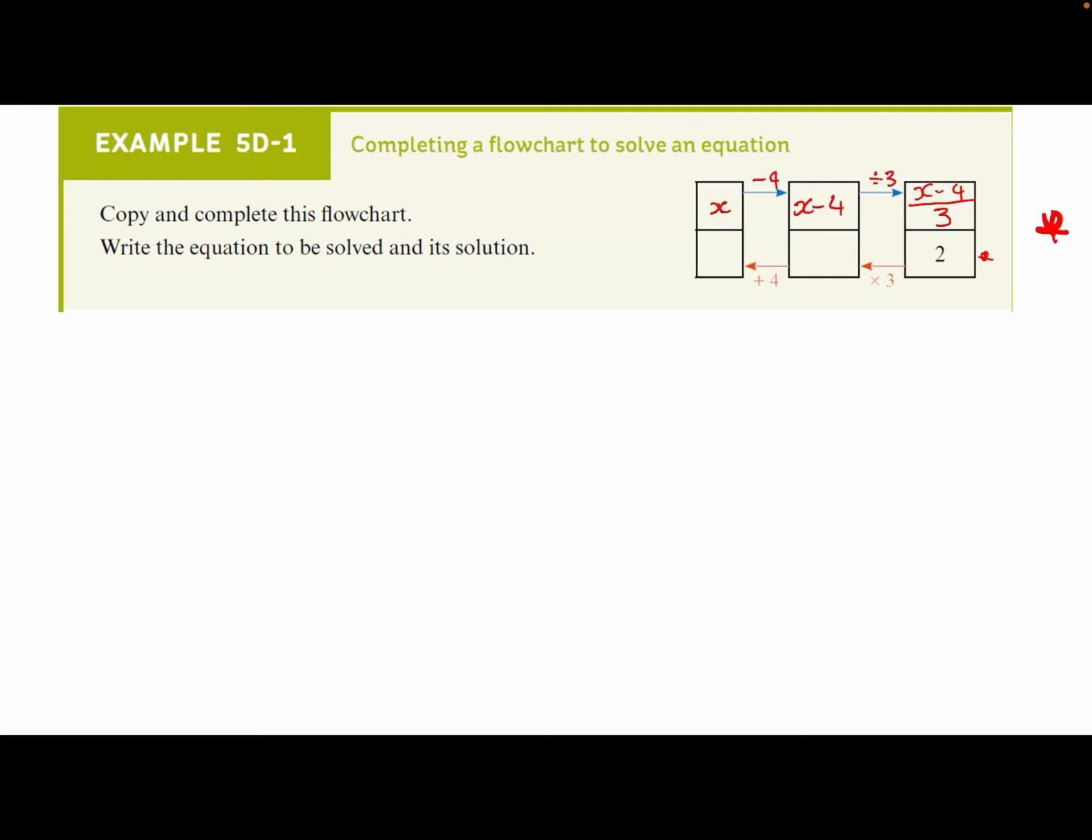So it's already written the inverse operations here. Because there was a divide 3 up the top, we times 3. So 2 times 3 is 6. And then because there's a minus 4 up the top, we go plus 4. And then 6 plus 4 is 10. That means the solution to the equation x minus 4 over 3 equals 2, by using backtracking, we found that x equals 10.